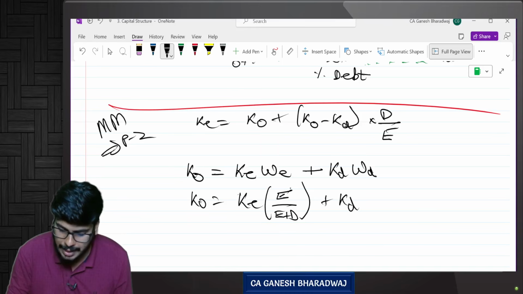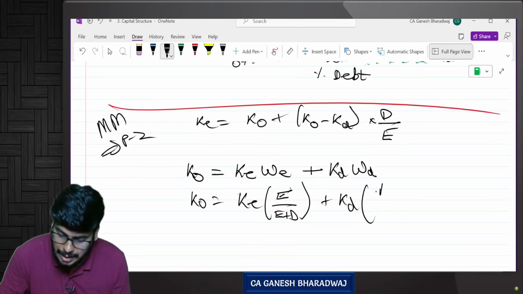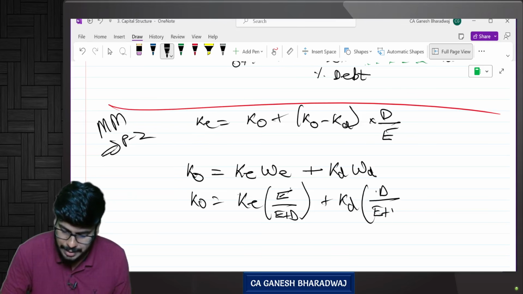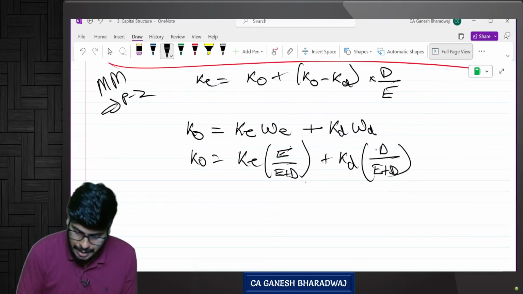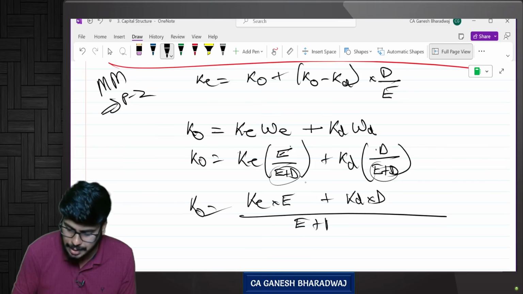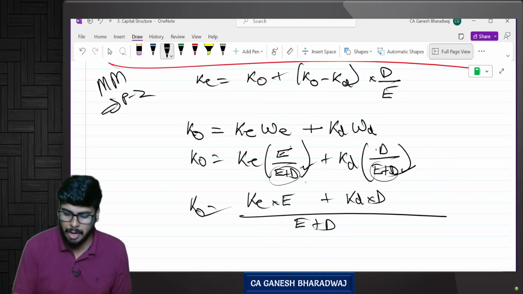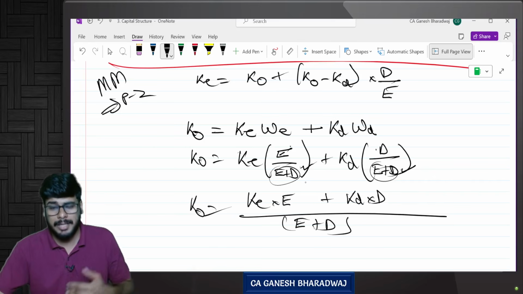Similarly, can we say KD into weight of D is nothing but debt upon equity plus debt, correct or not? Yes, we can rewrite it like this, or can we say KO is equal to, so the denominator is the same here, KE into E plus KD into D, the whole divided by E plus D, correct or not? I'm just taking the denominator common. I'm just running through this quickly because this derivation is not required, but you should not feel that this is a separate formula. That's why I'm doing it here.